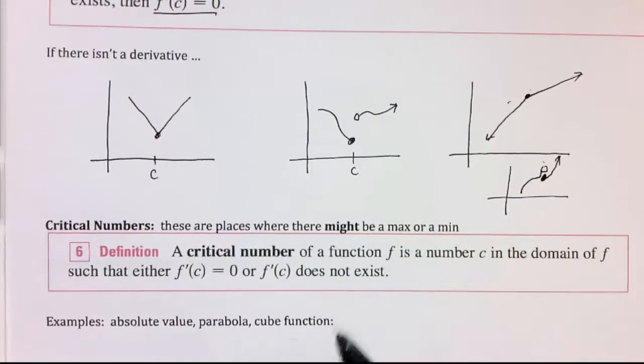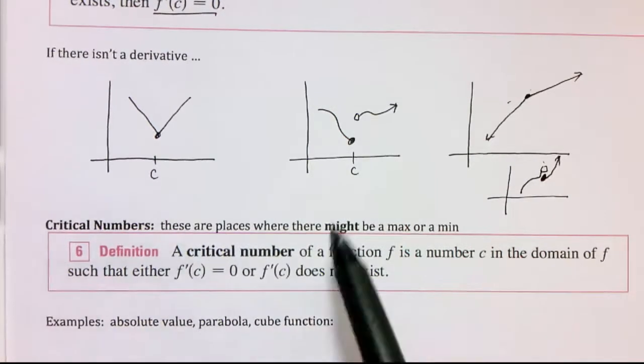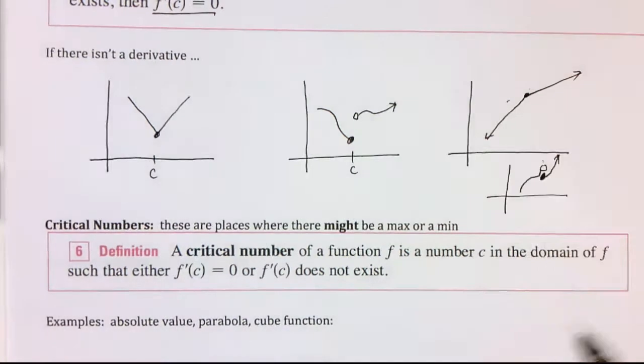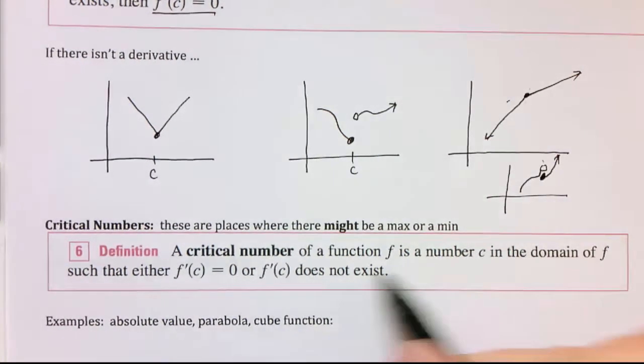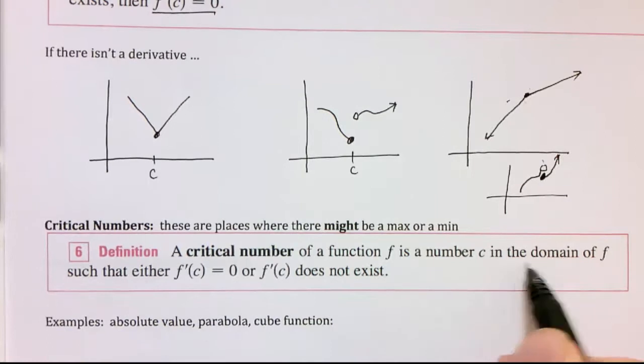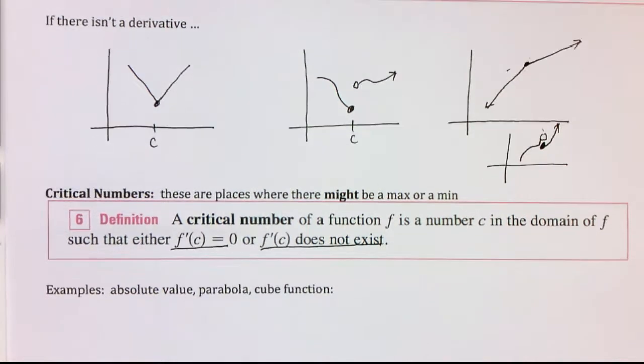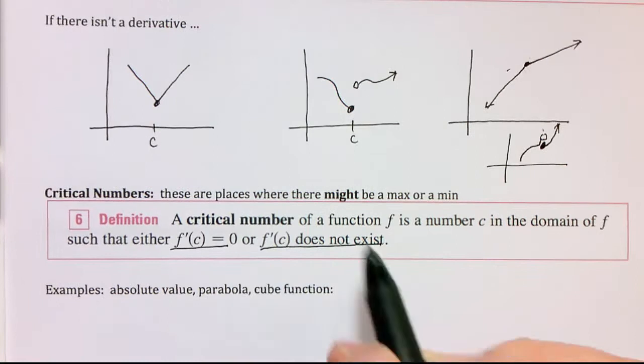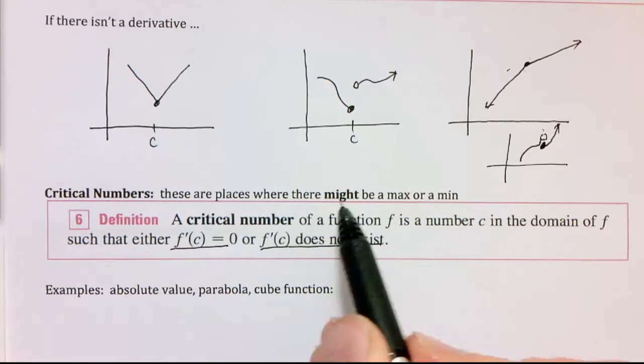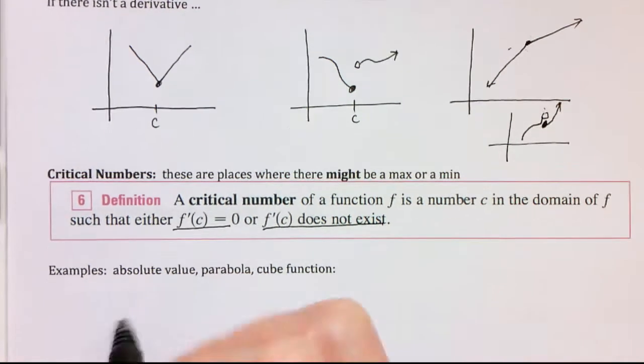A critical number is a place where there might be a local max or min. A critical number of a function is a number c where the function makes sense, it's in the domain, where either the derivative is 0 or the derivative does not exist. If you have a critical number, there may be, doesn't have to be, but there may be a max or a min there.